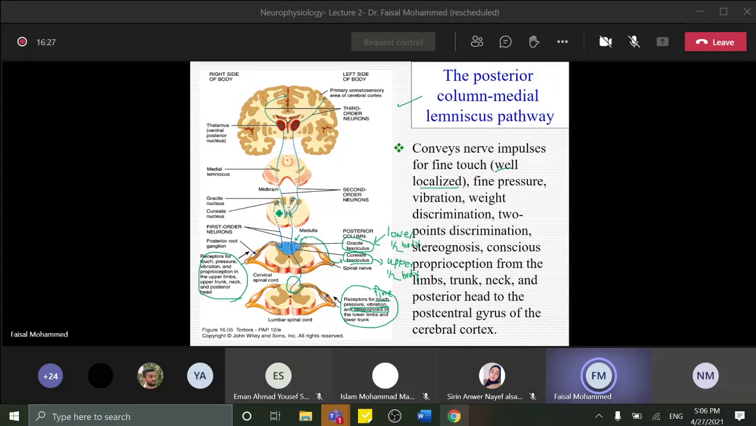Then they go to their corresponding nucleus in the medulla oblongata. In the medulla oblongata, gracilis synapses in the gracilis nucleus, and cuneatus synapses in the cuneatus nucleus. After they synapse, they cross to the other side and ascend as the medial lemniscus. Then from there they go to the thalamus, into the ventrobasal complex.